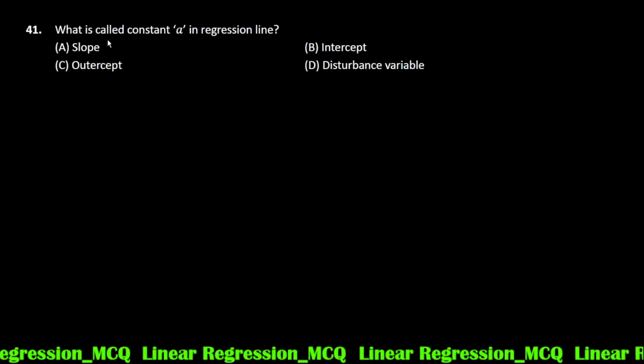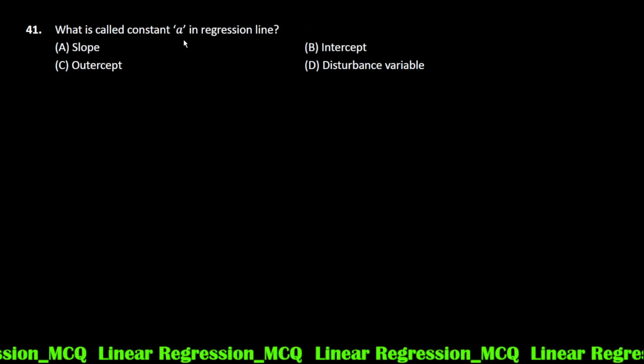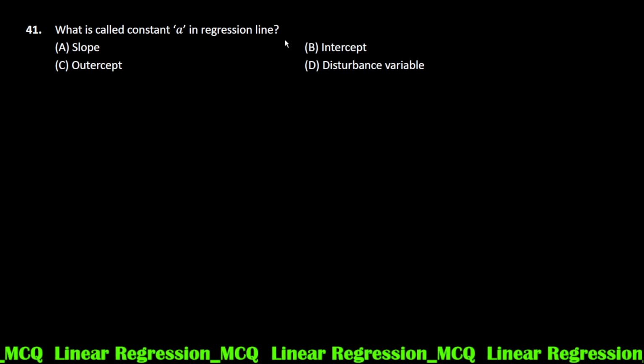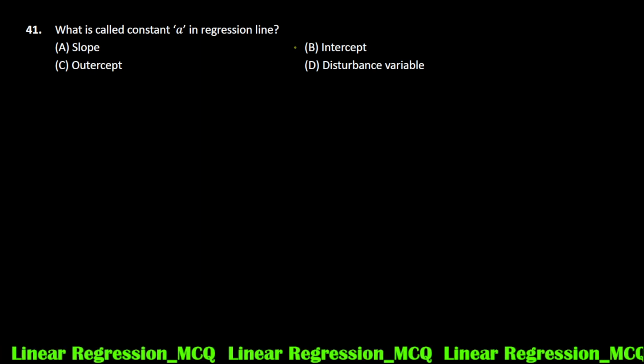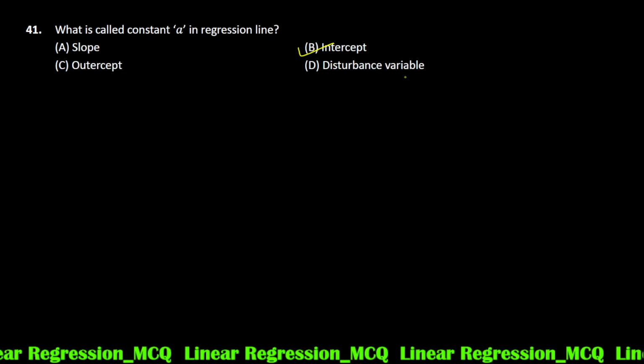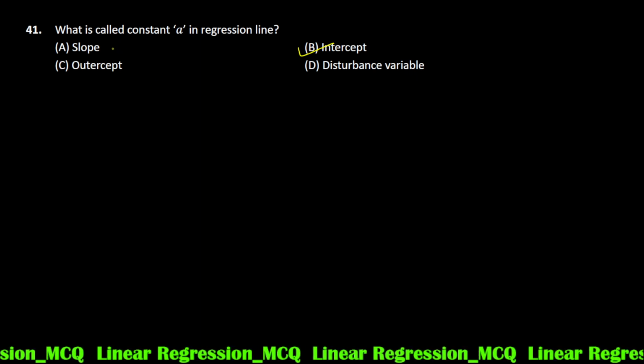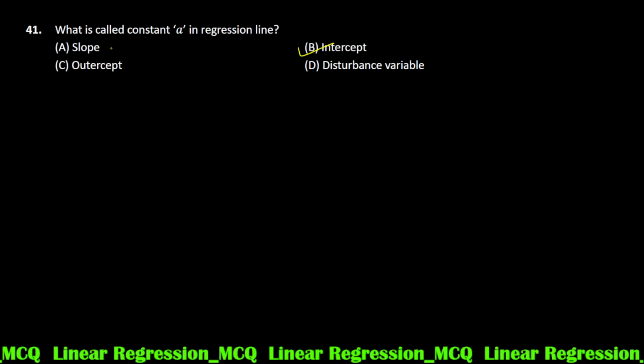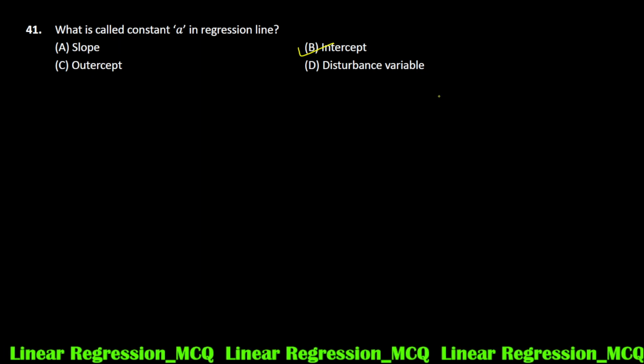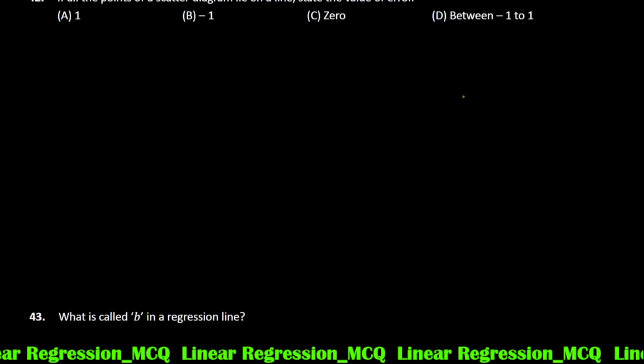Question number 41. What is called constant A in regression line? It is called intercept. Option B is correct. A is called intercept and B is called slope of line. Option B is correct in 41.